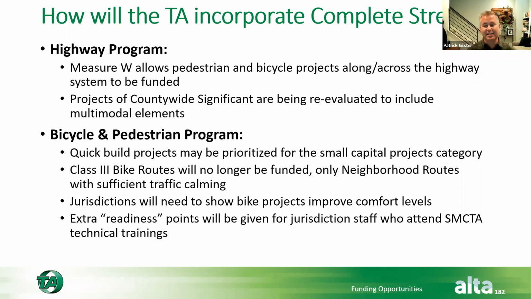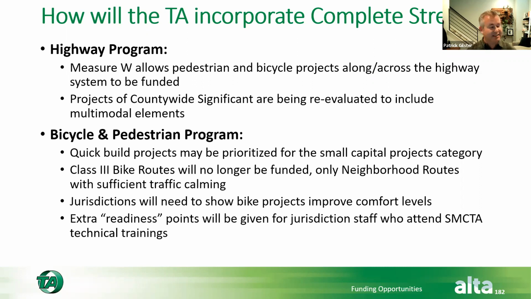So some of the projects that the TA and CCAG are co-sponsoring, we're really making sure we are looking holistically at those projects and that we're aligning both with our own scoring criteria for many of our measures and with the new state measures as well, that are incorporating things like the Climate Action Plan for Transportation Infrastructure. And then taking a look at our bicycle and pedestrian program, we will be looking at how to prioritize quick build projects in our small capital projects category.